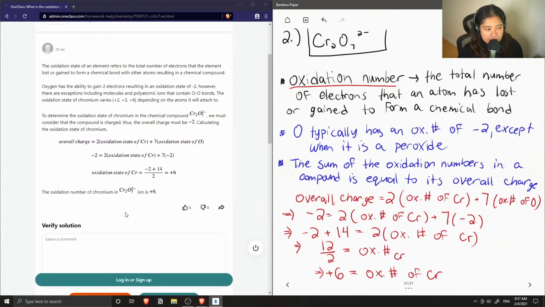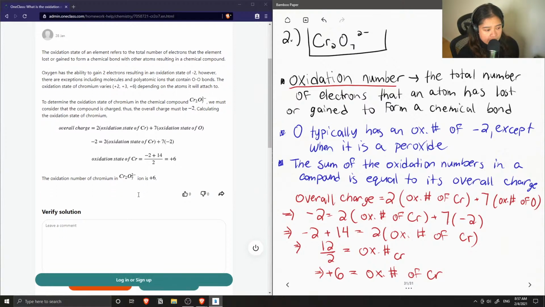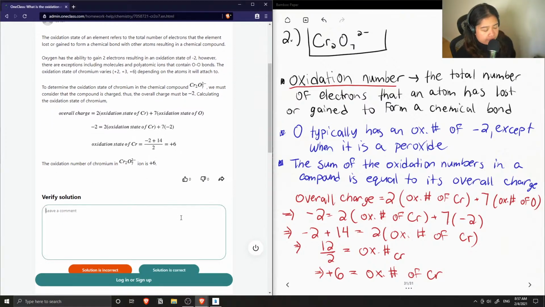To determine the oxidation state of chromium in the overall compound, we must consider that the compound is charged, thus the overall charge must be -2. Calculating the oxidation state of chromium, they have the same equation and also got +6. So this solution is correct.